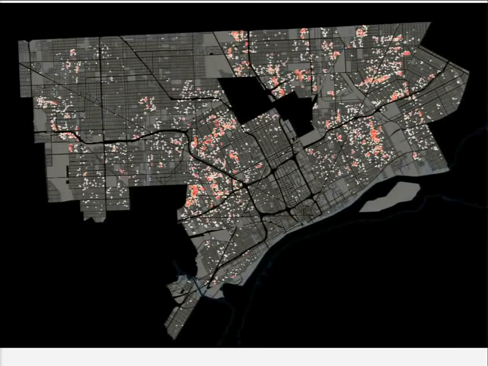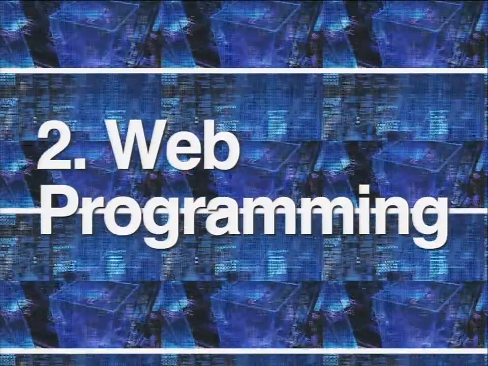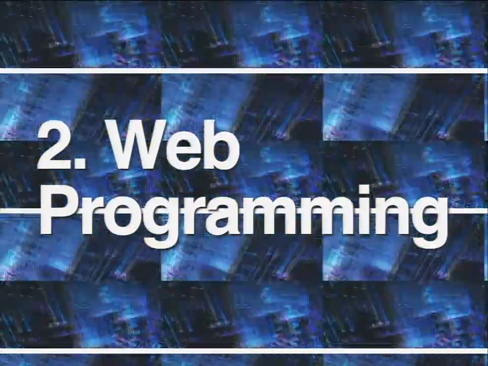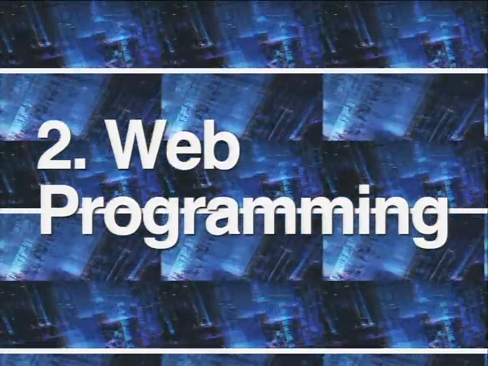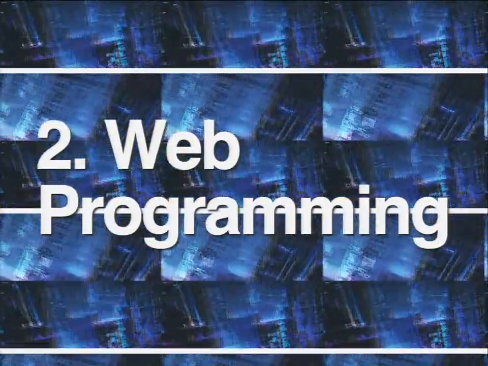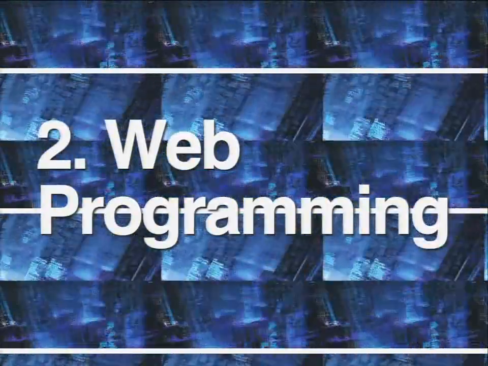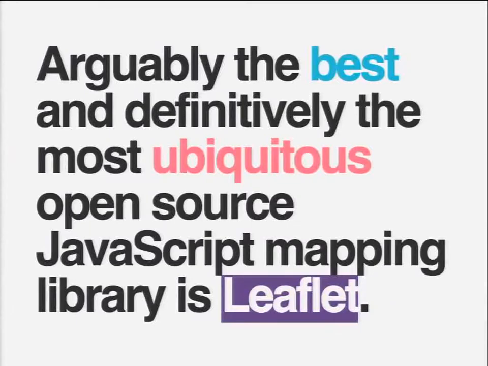So, of the two, if you're a cartographer and you're wanting to get involved in open source, Mapbox Studio is a great place to start, and QGIS is a great place to start. Both of them are desktop mapping applications that you can use to build beautiful maps. Now, the second group we're going to talk about is web programming. There are a lot of people, especially in our office at Mapbox, who came into geo through programming, and that's where they started. Arguably, the best and definitively the most ubiquitous open source JavaScript mapping library is Leaflet.